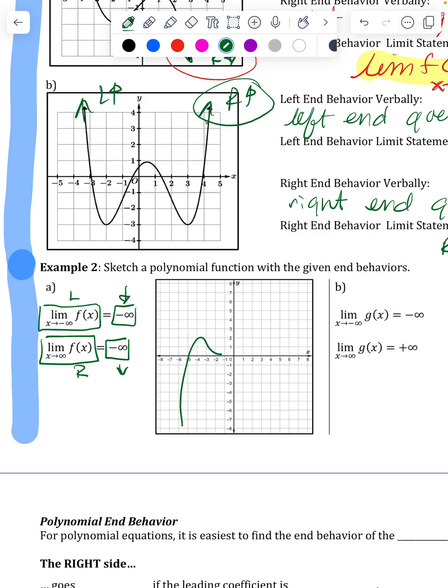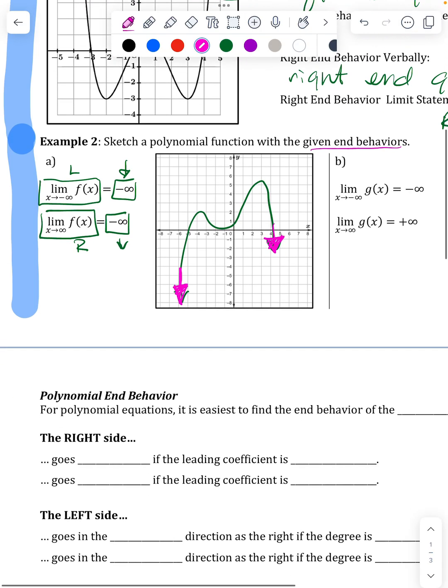So there's a bazillion and a half possible answers. I'm just drawing a polynomial function where both the left and the right go down, and then I'm done. That's what they said. Those are the given end behaviors.